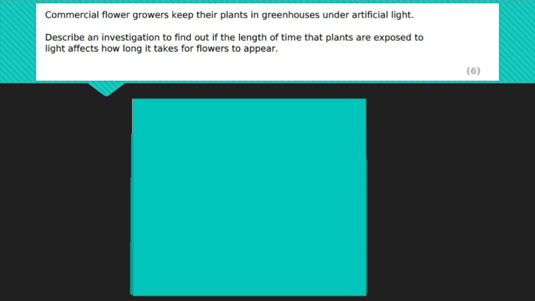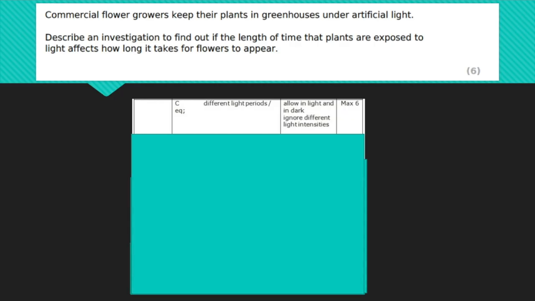Okay, so we know it's a CORMMSS question because it said describe an investigation. So we write down our CORMMSS, and we start to make some notes about what we're going to write. So for the C, we're looking for the conditions, so the different conditions that our flowers are going to be exposed to. So since our independent variable was the length of time plants are exposed to light, then our conditions are simply having the plants in different groups where they're exposed to different amounts of light.